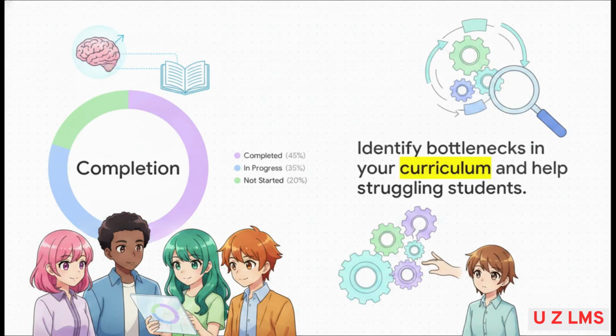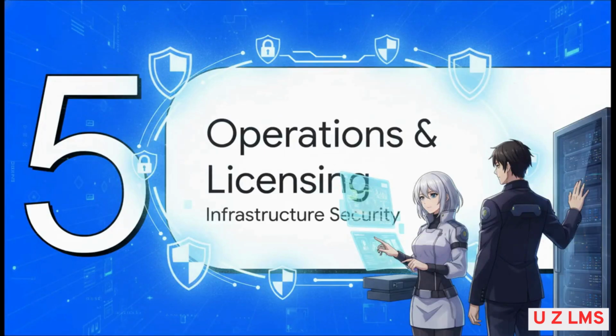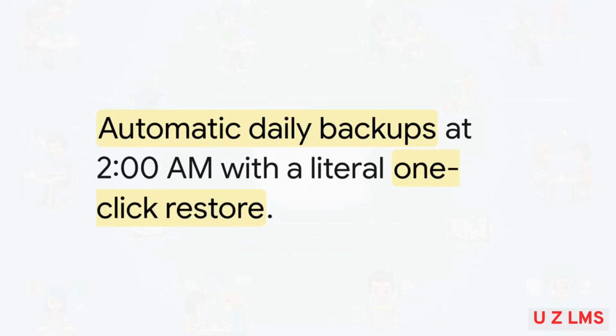And finally, we arrive at Section 5, Operations and Offline Licensing. Let's talk about protecting your entire digital infrastructure. For total peace of mind, the platform features an automated, completely hands-off safety net. Every single day, right at 2 a.m., the system quietly runs an automatic backup. It captures a full database dump, your entire storage directory, and all your configuration files. It holds the 3 most recent backups on a rolling basis, so if disaster ever actually strikes, there's literally a one-click restore function sitting right there in the admin panel.